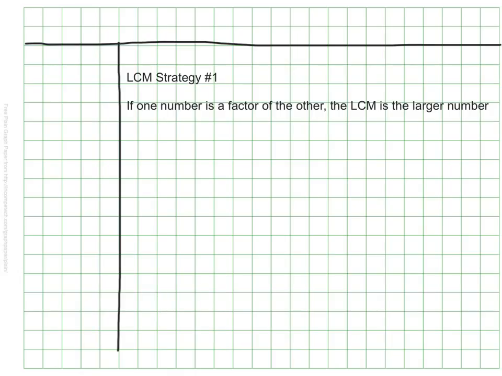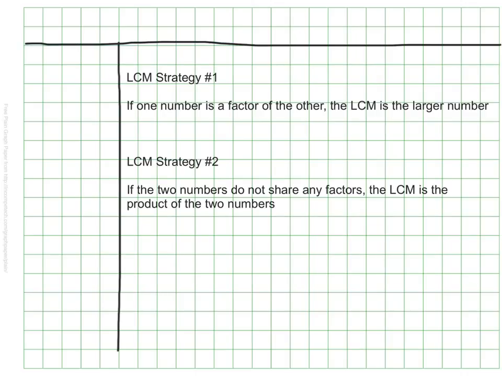Lowest common multiple strategy 1 was that if one number is a factor of the other, the lowest common multiple is the larger number. Lowest common multiple strategy number 2, if the two numbers do not share any factors, like our 4 and our 9, the lowest common multiple is the product of the two numbers. 4 times 9, the lowest common multiple is 36.